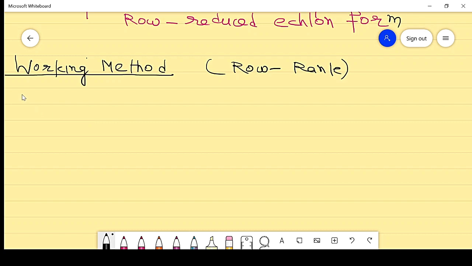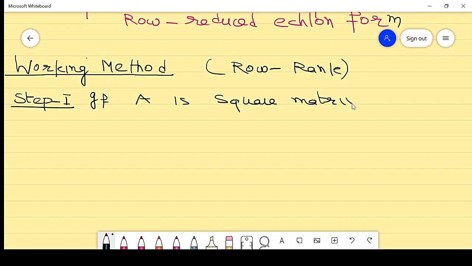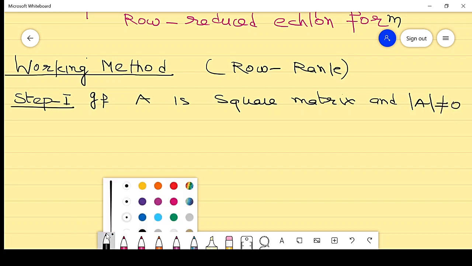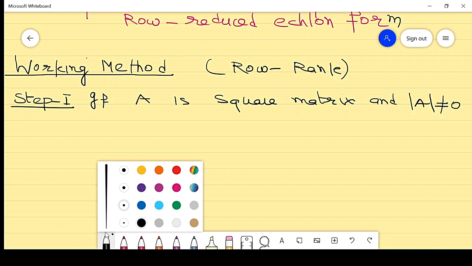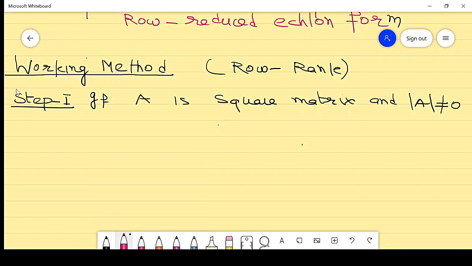Step number 1. If the given matrix A is a square matrix, number 1, and the determinant of A is non-zero. So one is it is a square matrix, and second is its determinant is non-zero.